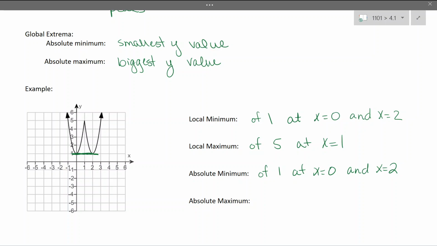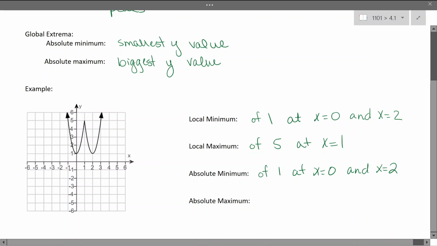Now, they won't always be the same thing. It just happens to be the case here. Next, let's talk about our absolute maximum. This graph doesn't have an absolute maximum because we see that we continue off to infinity. These arrows tell us that we go on forever, so this graph doesn't have an absolute maximum. So our answer here would be no absolute maximum.